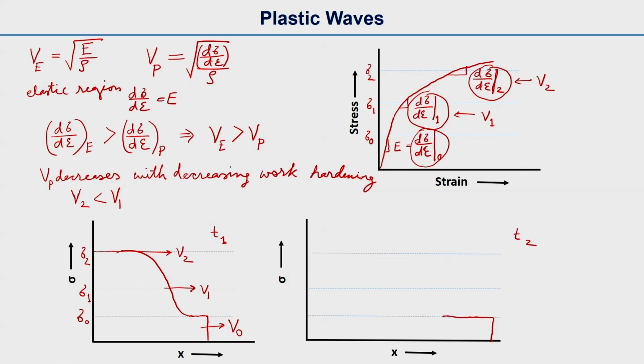So what will happen here is, this will be more variation here. So this is V2, V1, and this is V naught. So we can see that this is how the plastic wave travels. We can see the different velocities.